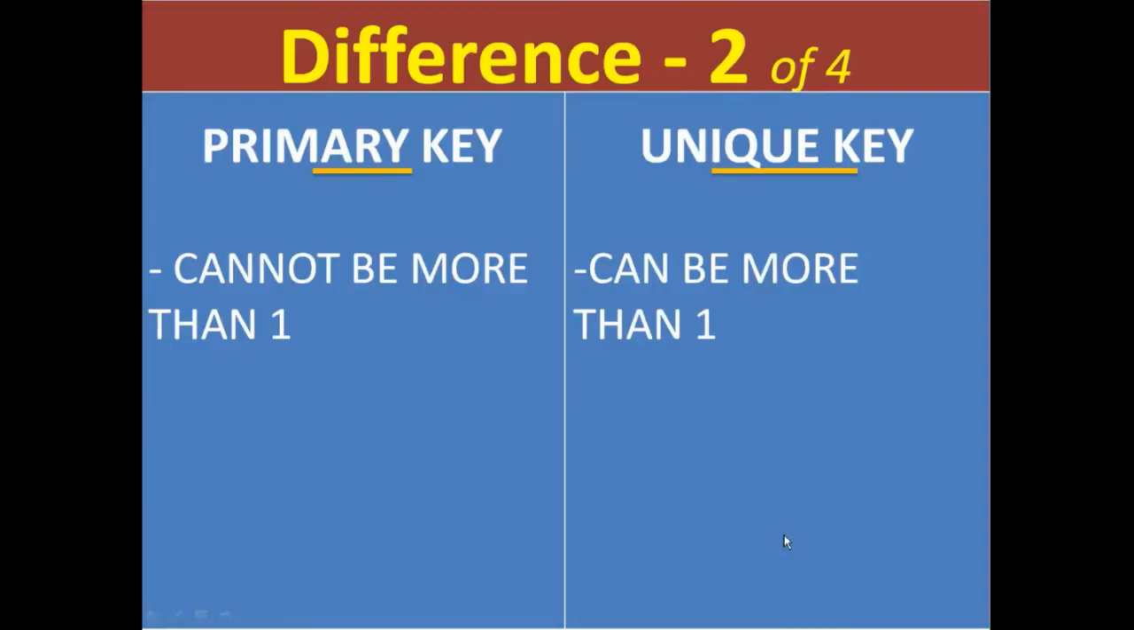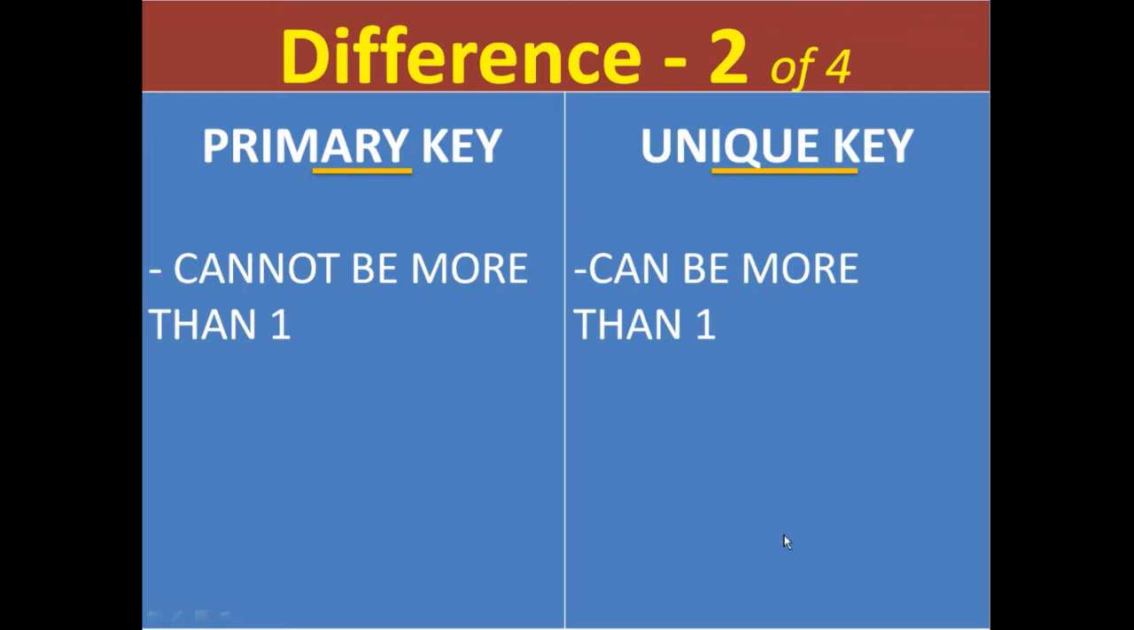Now let's move to the second point of the difference between primary key and unique key. It tells that primary key can be only one. Like we cannot have more than one primary key in a table. In case of unique key, we can have more than one unique key in a table, right?